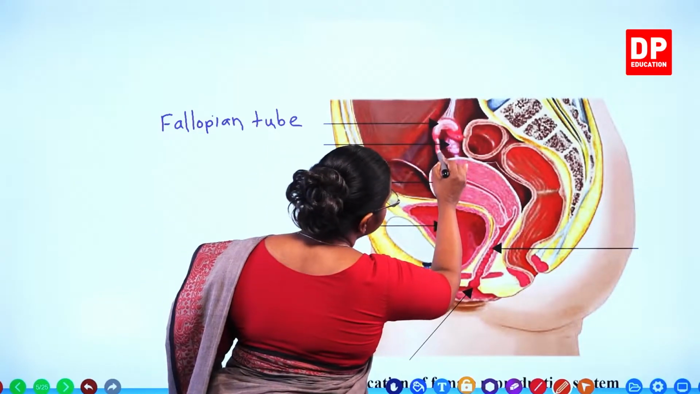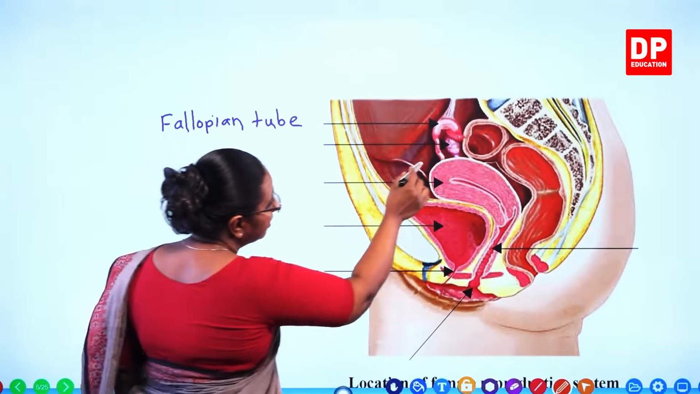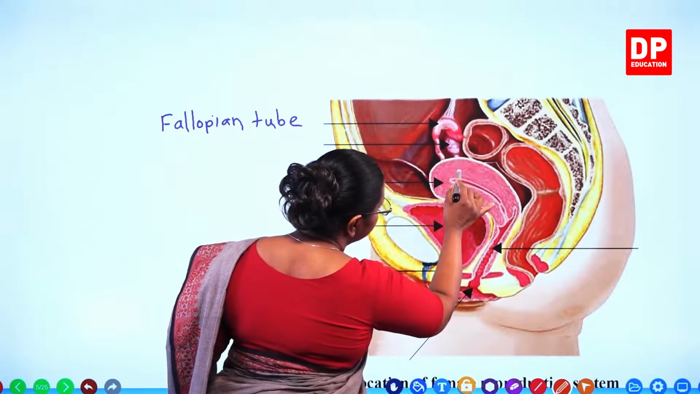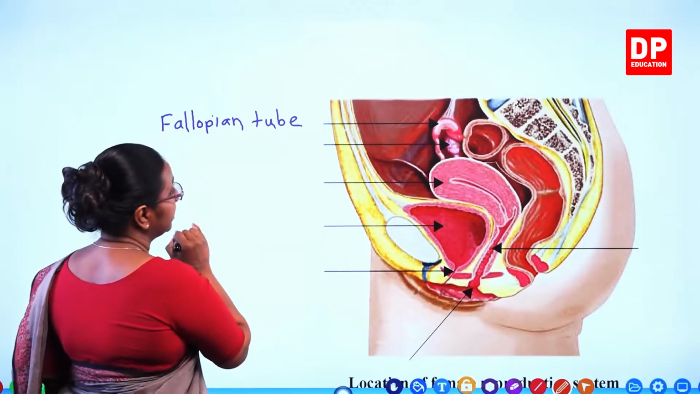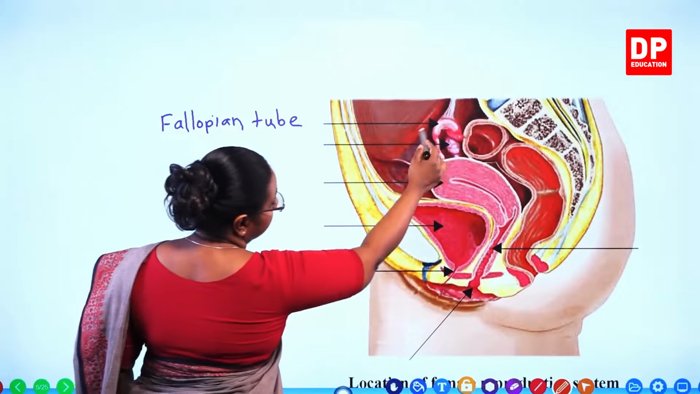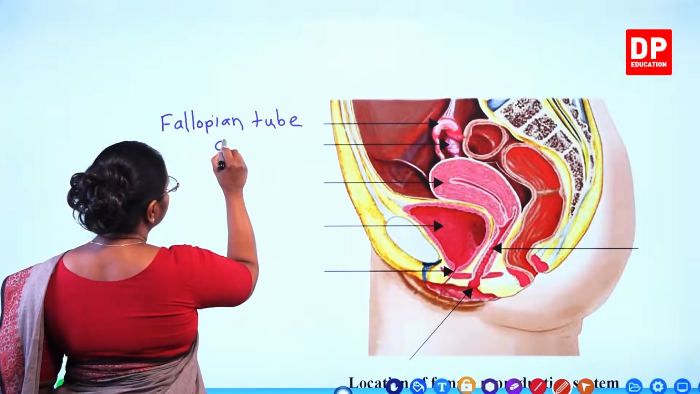Then here you all can see an oval-shaped structure. I told you all what that is. Here also, students, you can see it's connected to the uterus, the body of the uterus. So, that is the ovary. There are two ovaries, a pair of ovaries. So, that is going to be the ovary.